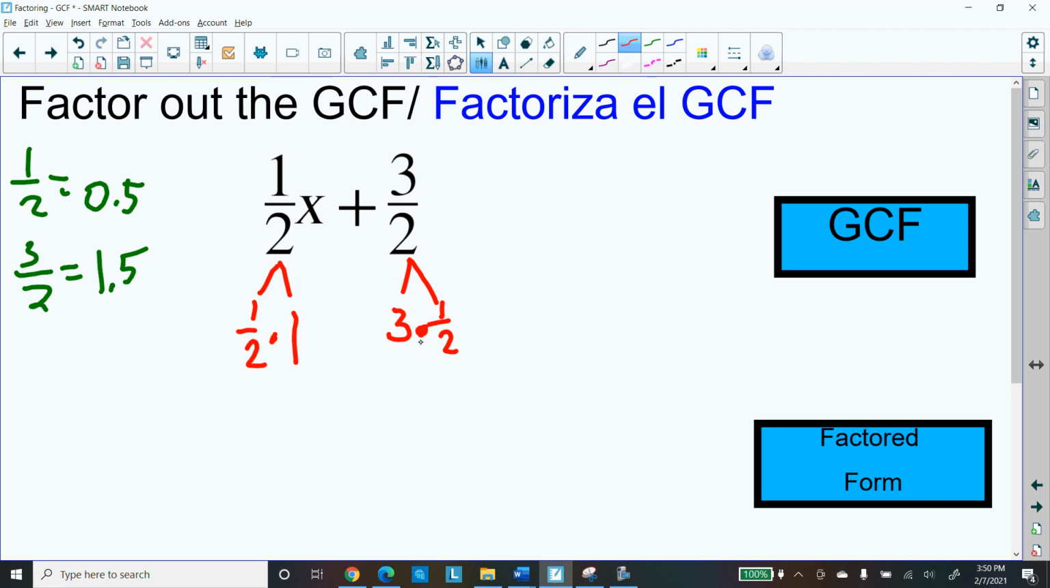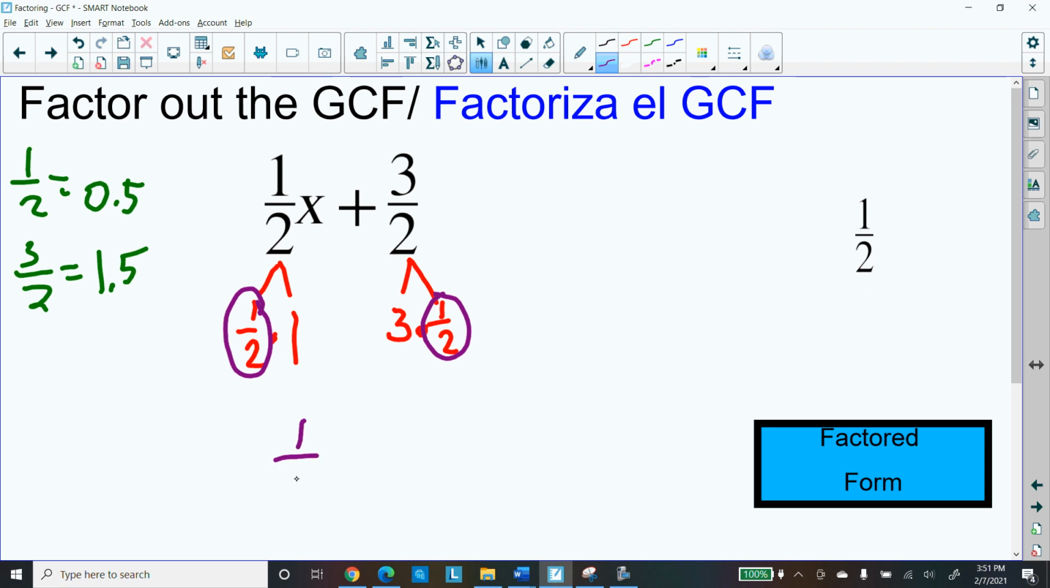You remember my video on multiplying whole numbers and fractions: top times top, and change your 3 into a fraction by putting a 1 underneath it. 1 times 2, that would give you the fraction 3/2. So we have our common denominator, our greatest common factor, which is 1/2. They both have 1/2 in common, so our GCF is 1/2.